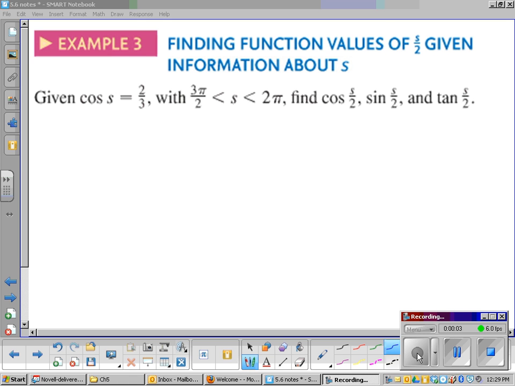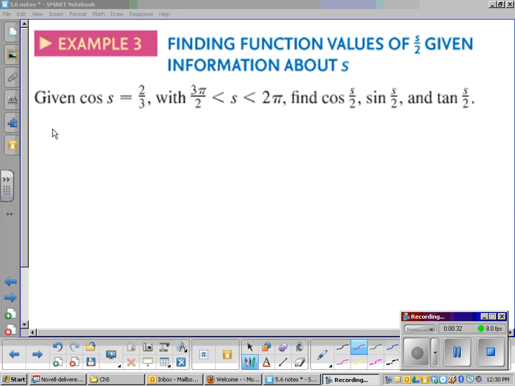Hopefully the framework of this problem is familiar to you. We're given a little bit of information about angle S, that cosine S has this value, and that S is in a quadrant determined by 3 pi over 2 to 2 pi, which would be quadrant 4. But we're asked to find cosine of the half angle, sine of the half angle, and tangent of the half angle. So the framework of the problem is the same, and so some of our process will be similar, but we're just using a different identity.